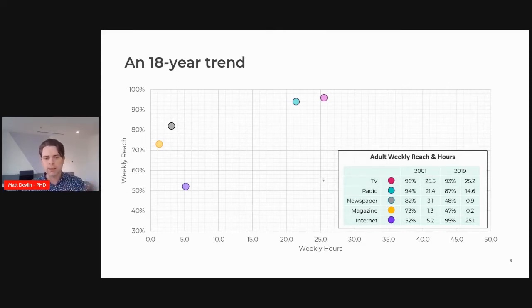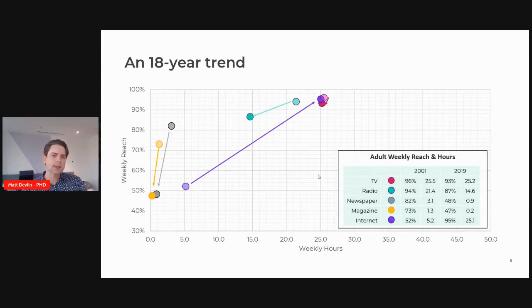In the intervening 18 years to 2019, what you see is really not much of a drop in terms of television, a little bit less reach, a little bit less time spent. Radio saw some declines. Print of both types saw major drops, in significant part because you don't need a magazine or a newspaper to tell you what's on television anymore. And obviously the internet grew hugely and it became the number one medium.